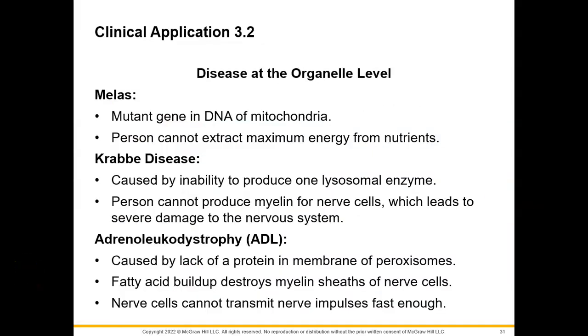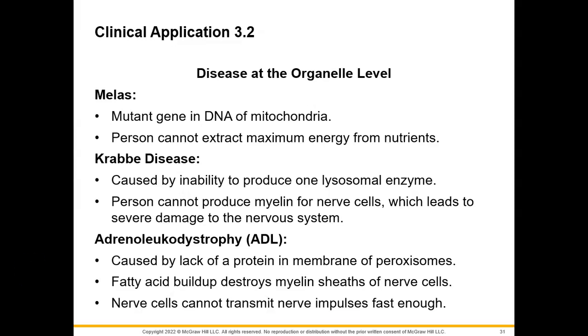Some diseases that can occur on the organelle level include Malus, which is a mutant gene in DNA of mitochondria. As a result, the person cannot extract the maximum energy from nutrients. Krabbe disease is caused by inability to produce one lysosomal enzyme, so the person cannot produce myelin for nerve cells, which leads to severe damage to the nervous system.